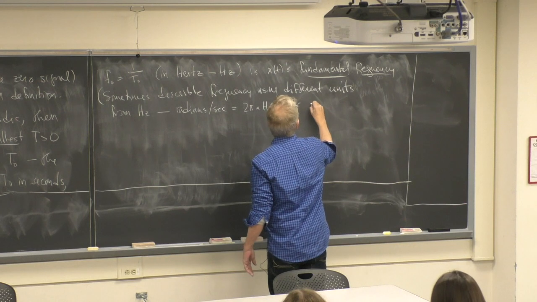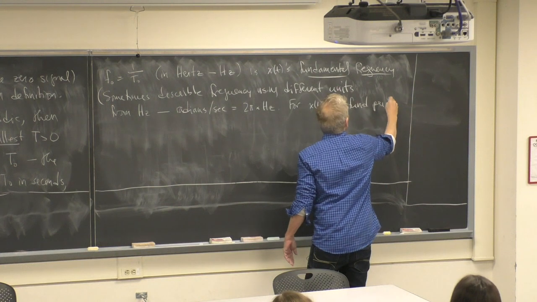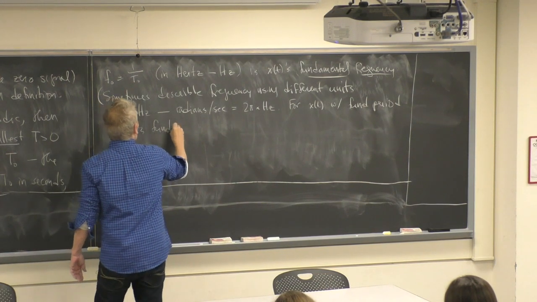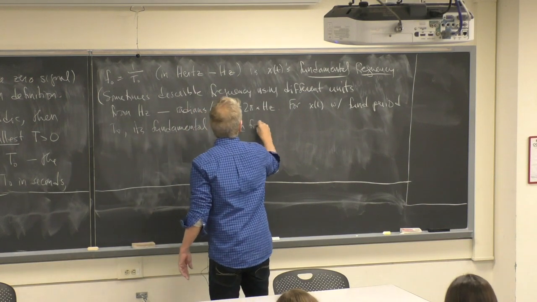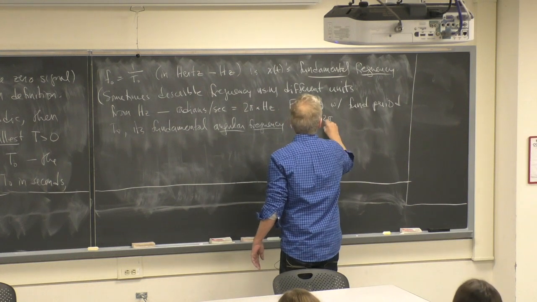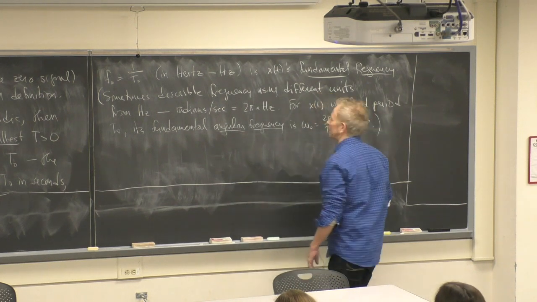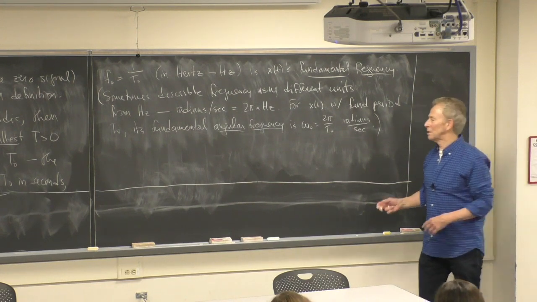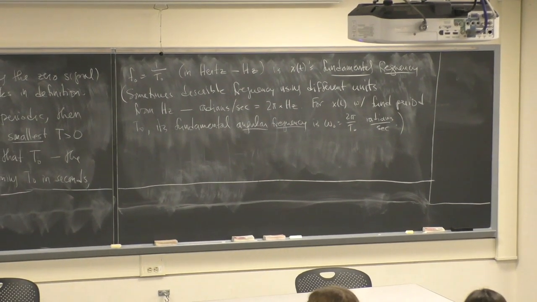So for a signal x of t with fundamental period t0, its fundamental angular frequency is little omega 0 equals 2 pi over t0 radians per second. And moving back and forth between omegas and f's is not that much fun, but it's something you should be able to do with great facility.